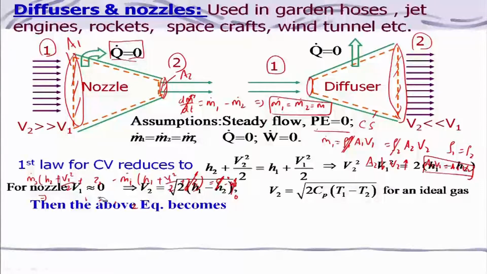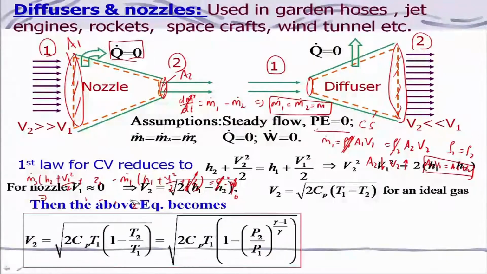So the above equation becomes V2 is equal to root over 2 Cp T1, taking a bracket, (1 minus T2 by T1). If I assume the flow to be isentropic, then I can relate the temperature ratio T2 by T1 with the pressure ratio using the isentropic relationship, that is T2 by T1 is equal to (P2 by P1) to the power (gamma minus 1) divided by gamma.